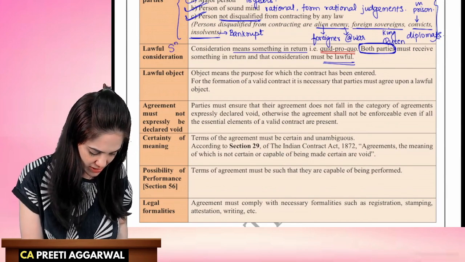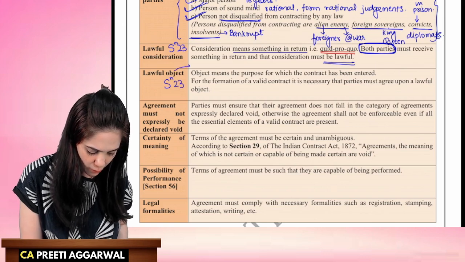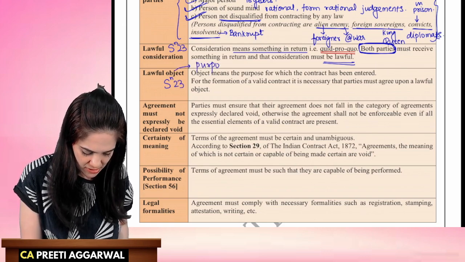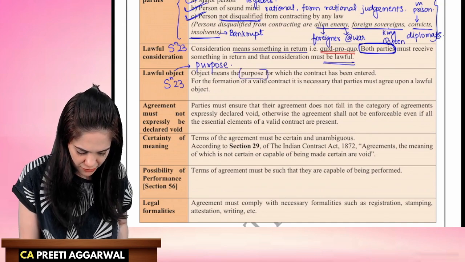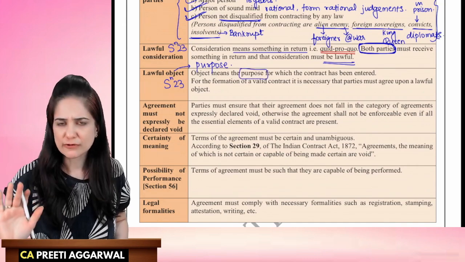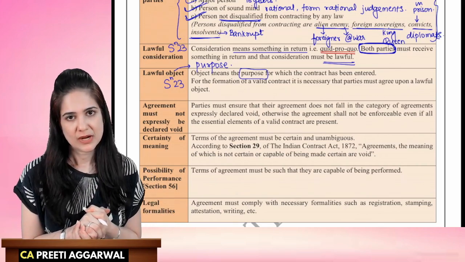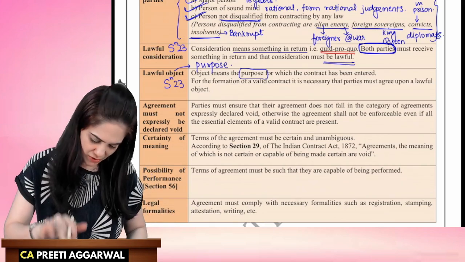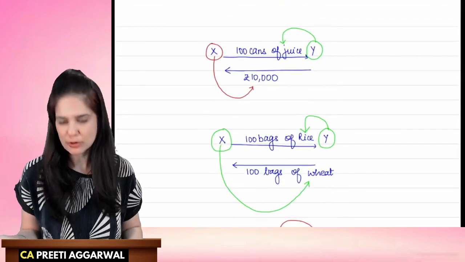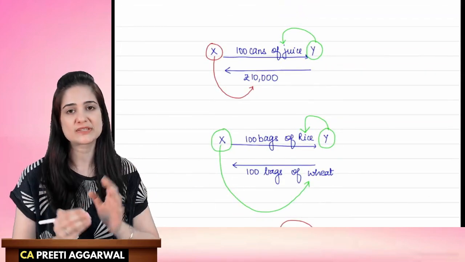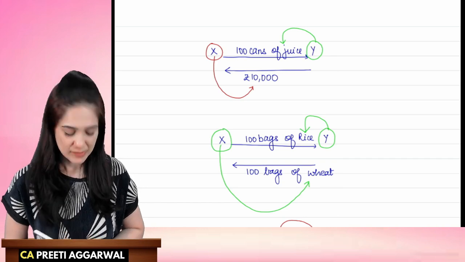Section 23 covers lawful consideration and lawful object. Now, object is the purpose for entering into the contract. This purpose must be lawful. See, consideration and purpose go hand in hand. When the purpose is lawful, consideration is lawful. When the purpose is unlawful, consideration is unlawful. That is why both are discussed under the same section, section 23.